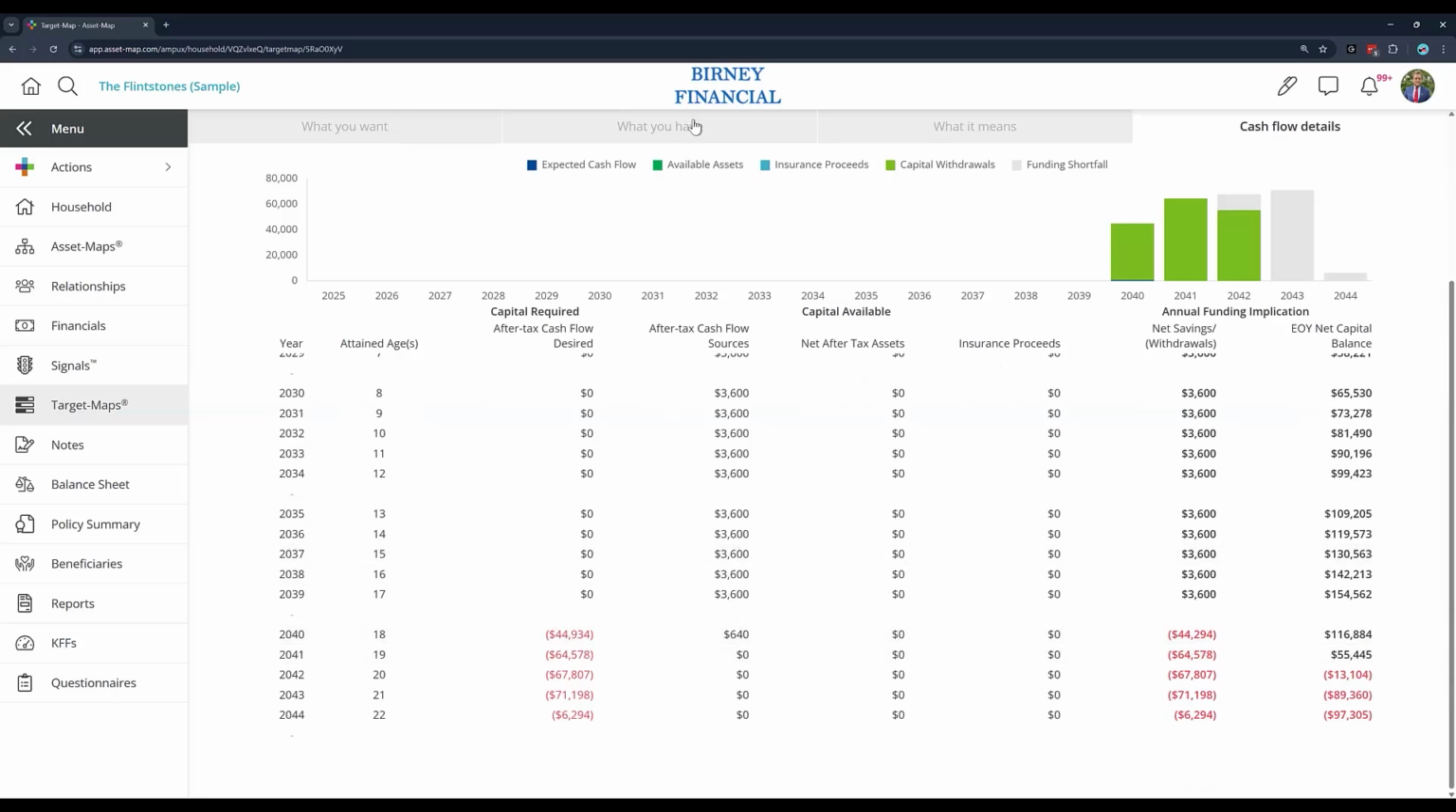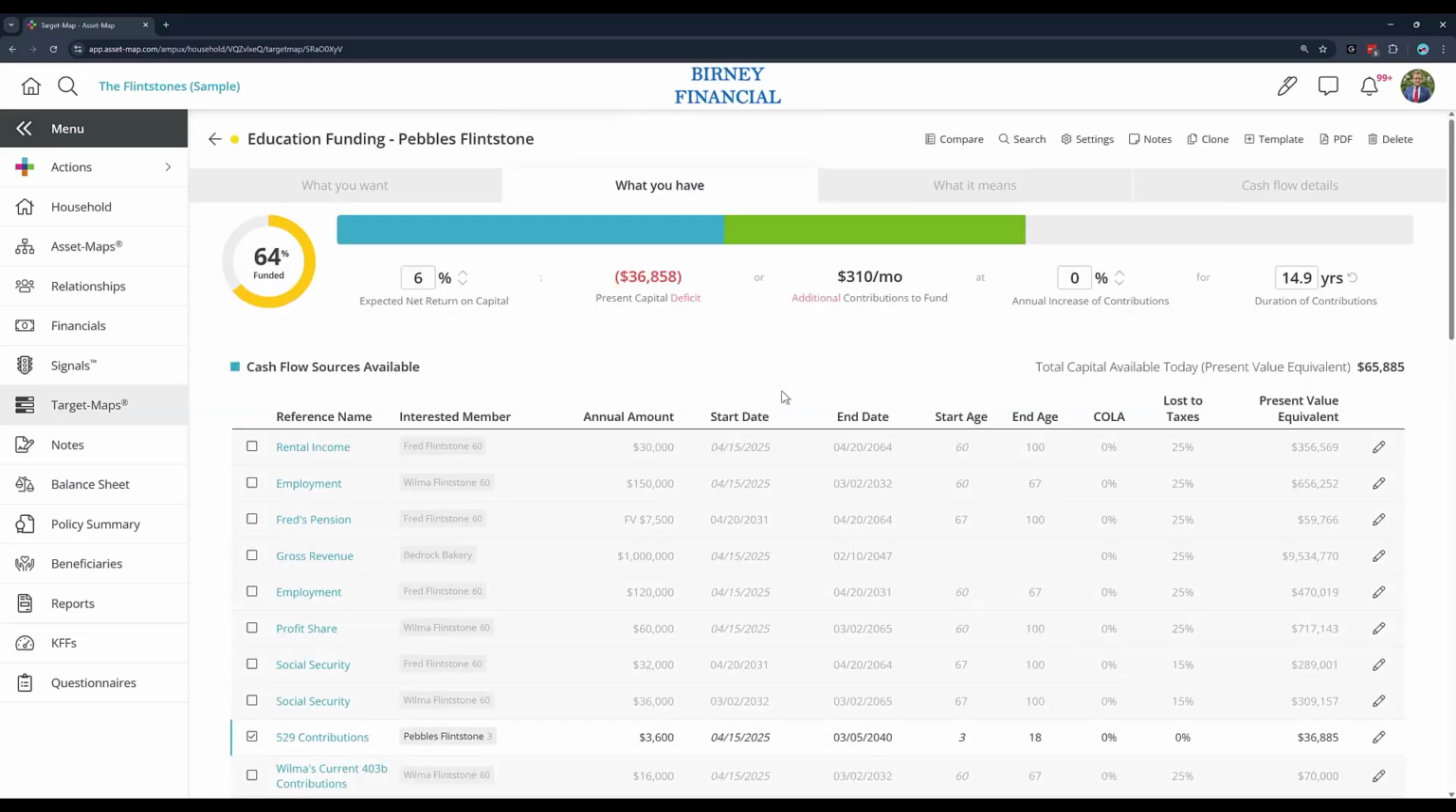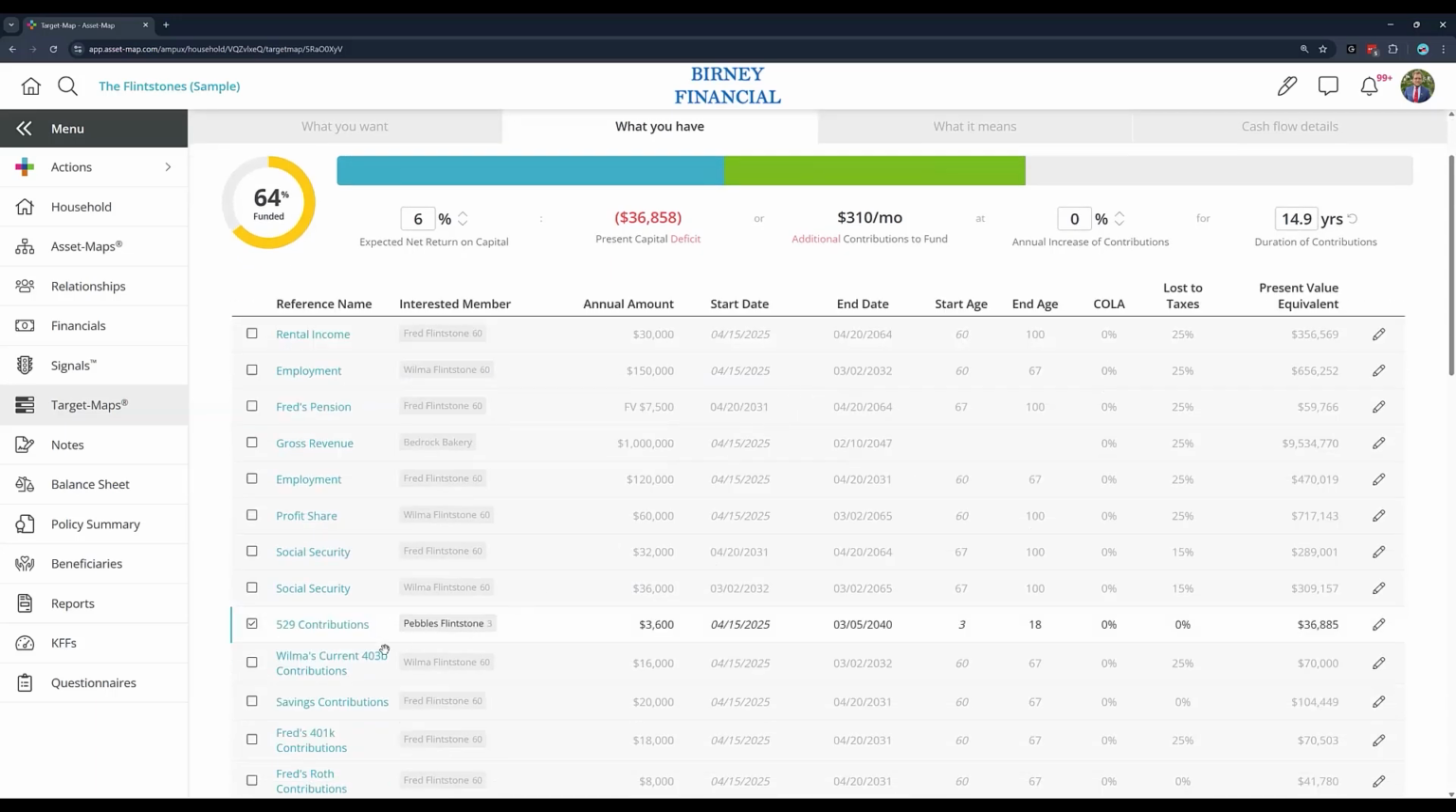So we know what the goal is. What do we currently have? Well, here in our cash flow sources for college funding, I'm actually pulling from two different places. In the cash flow sources, I've got right there the current contributions coming into this 529 account from right now until 2040, her 18th birthday. So I have $3,600 coming in every year for the next 15 or so years. No COLA, we're not increasing that contribution. I could if I wanted to. And no taxation. Why? Because this is a 529 account.